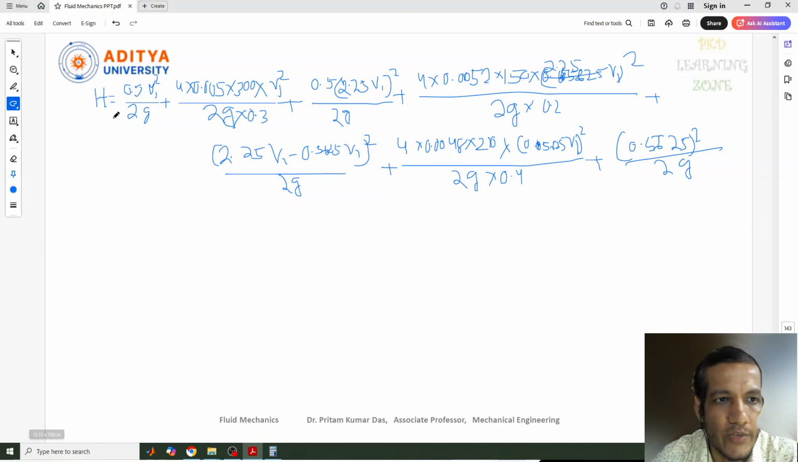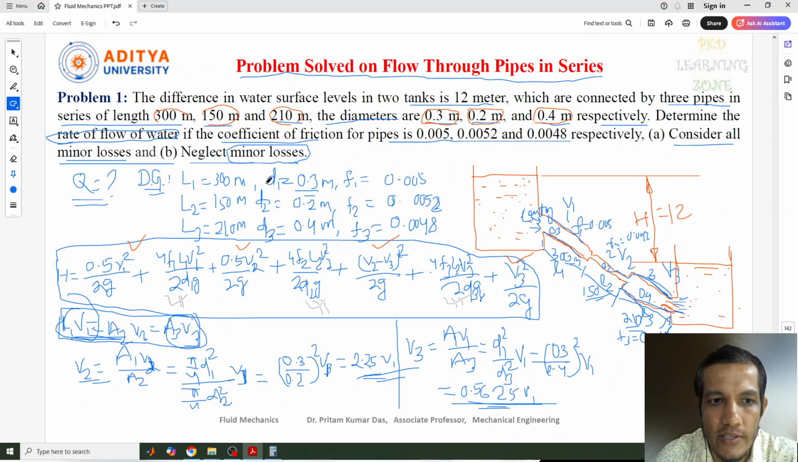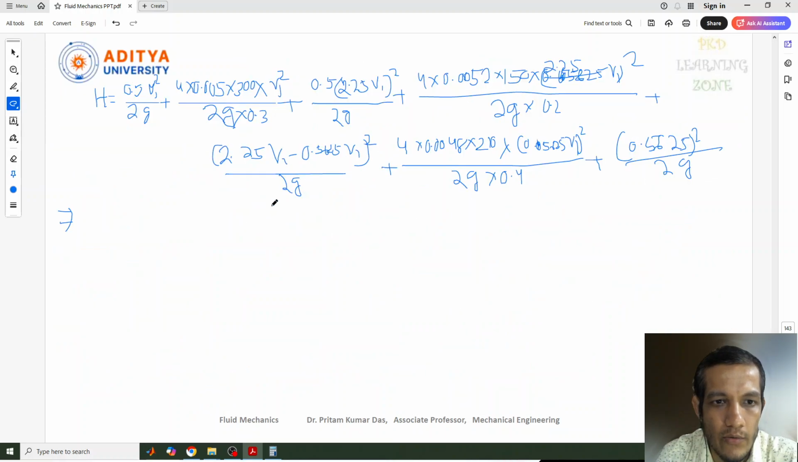Now what I'll do, this is h equal to this equation. So what I'll do, I'll just write h value how much is there. H value is, this is given h value 12 meter, this height. So h equal to data given 12 is there. So let's write it. This is in the data given. This is 12 meter. Okay. Now here I'll write 12 and all these values what is there.